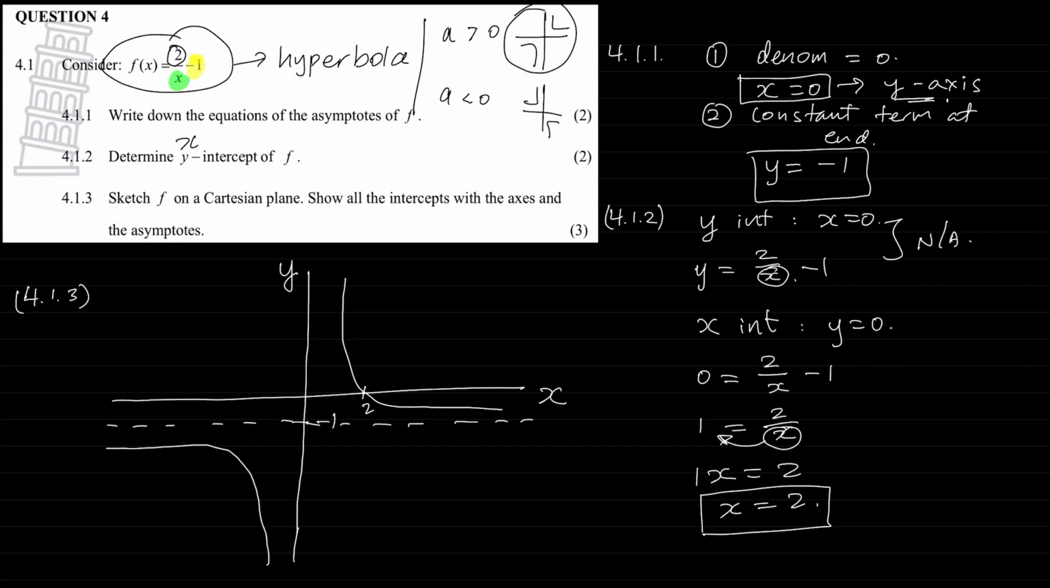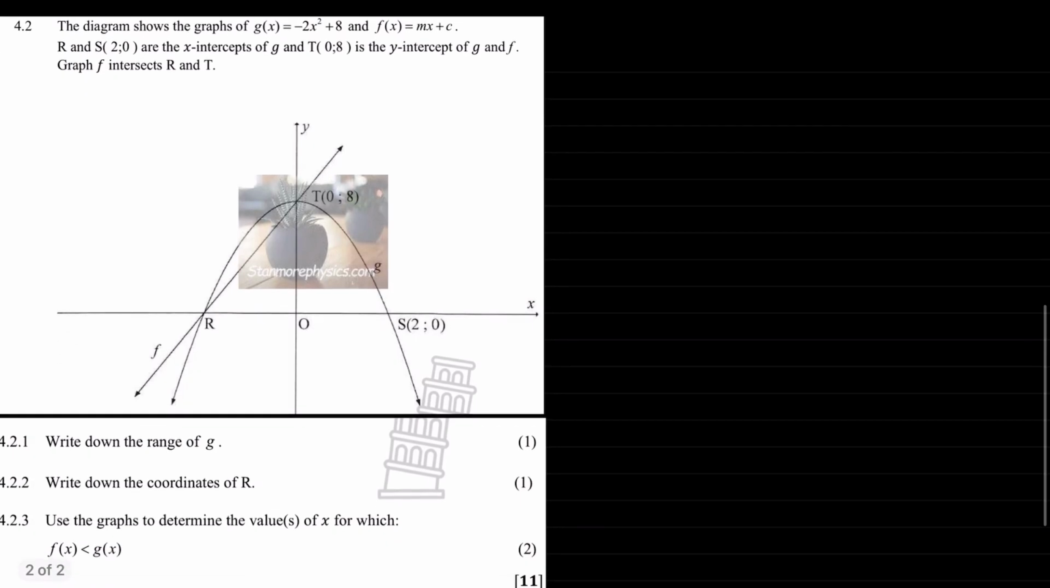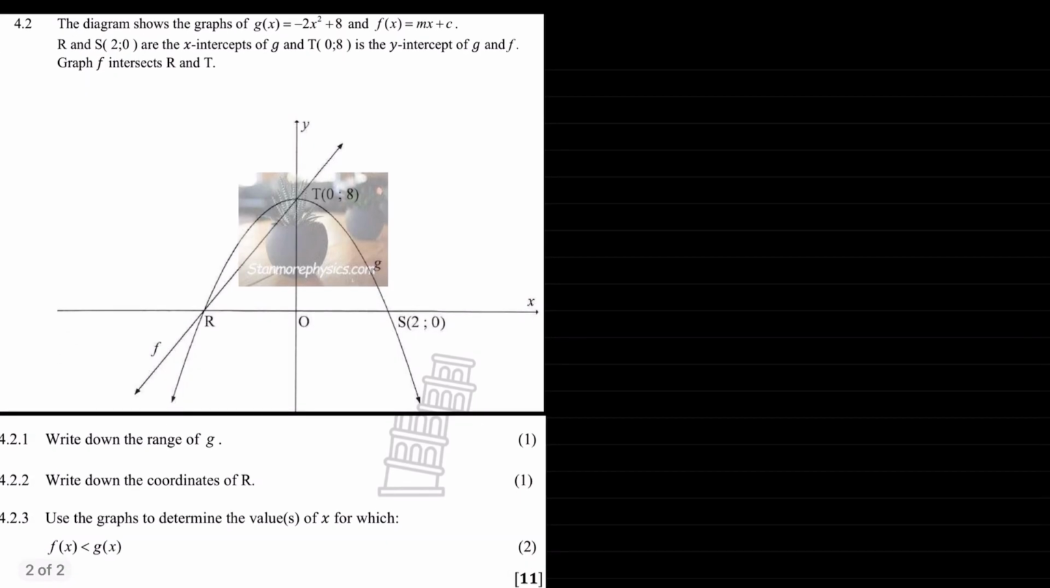Okay, let's move on. Question 4.2. The diagram shows the graphs of g of x equals -2x squared plus 8 and f of x equals mx plus c. So it's unknown. R and S are the x-intercepts of g, and T is the y-intercept of g and f.